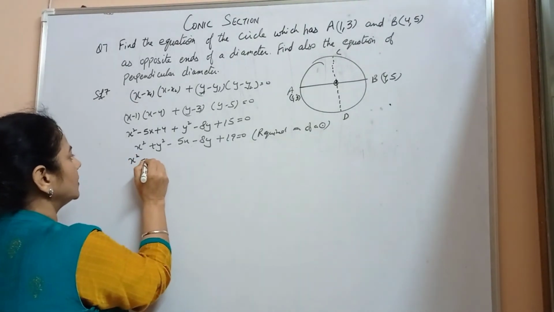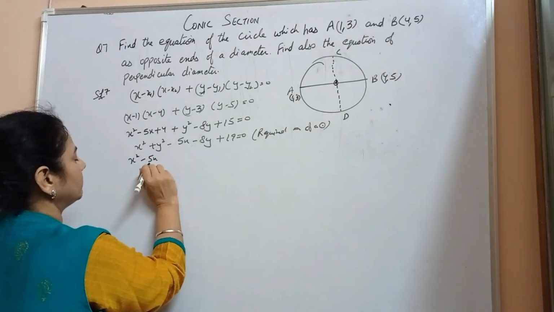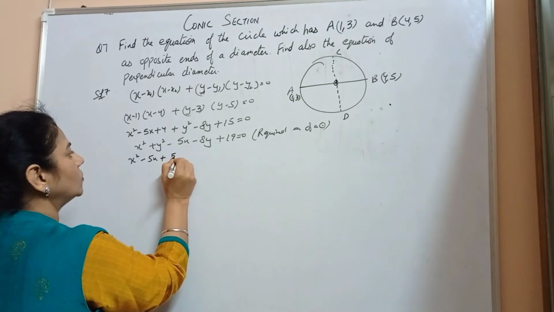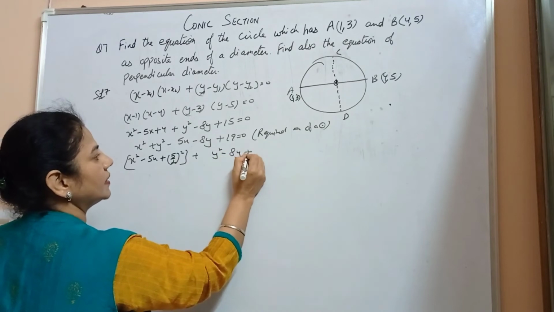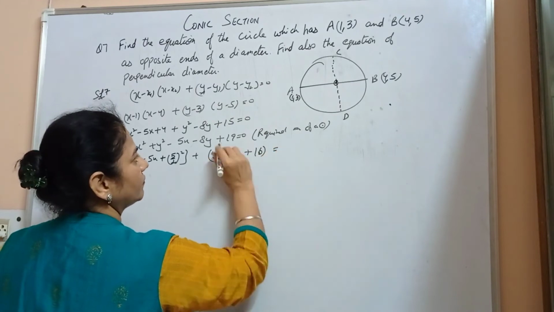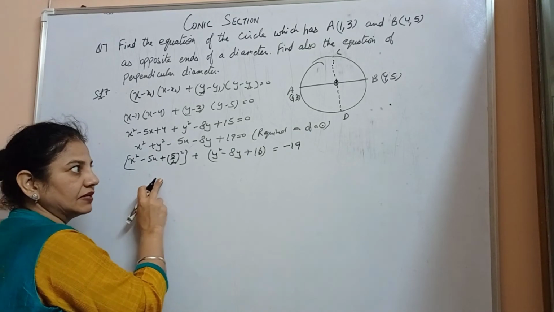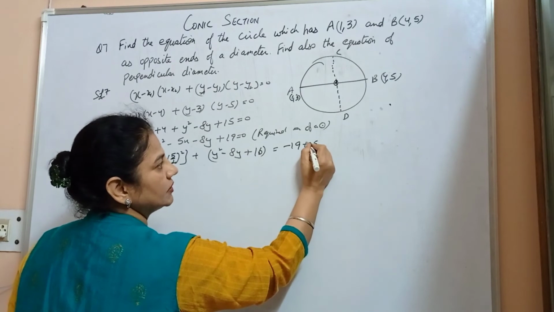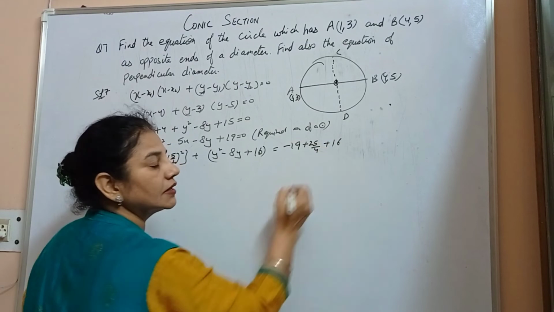So we have x square minus 5x. By the completing the square method, for minus 5x I have to add 5 by 2 whole square, plus y square minus 8y plus 16, 4 square is 16. So here we have plus 19. As I added 5 by 2 whole square on the left hand side, I add 5 by 2 whole square to the right hand side also. That means 5 by 2 whole square means 25 by 4. And I added 16 to the left hand side, I add 16 to the right hand side also.